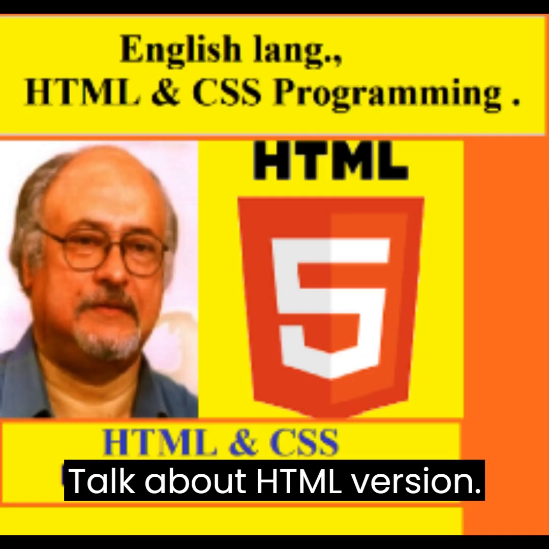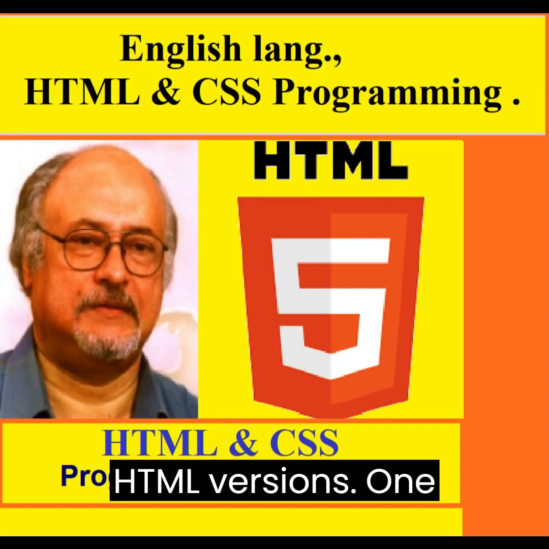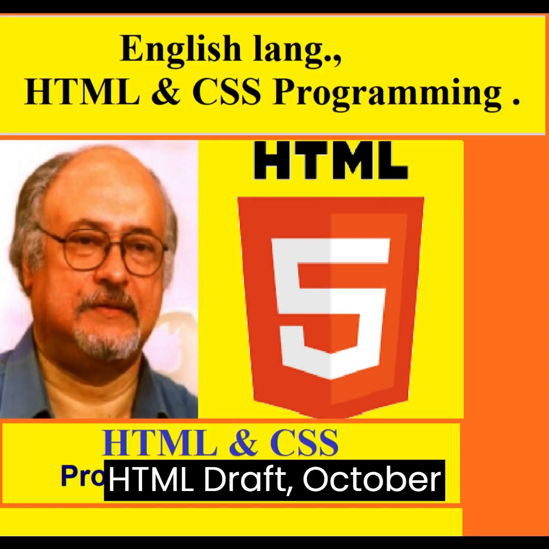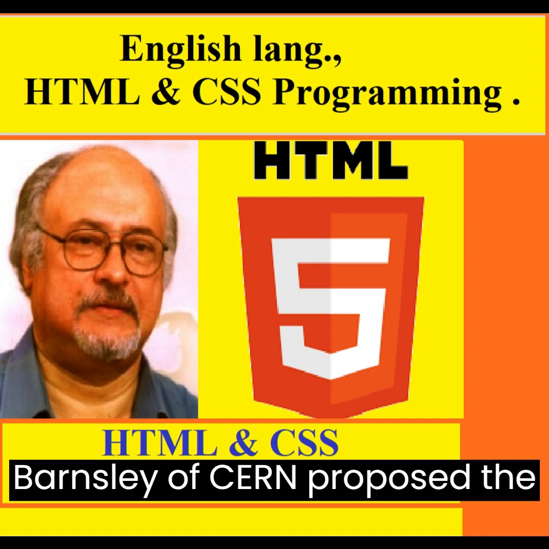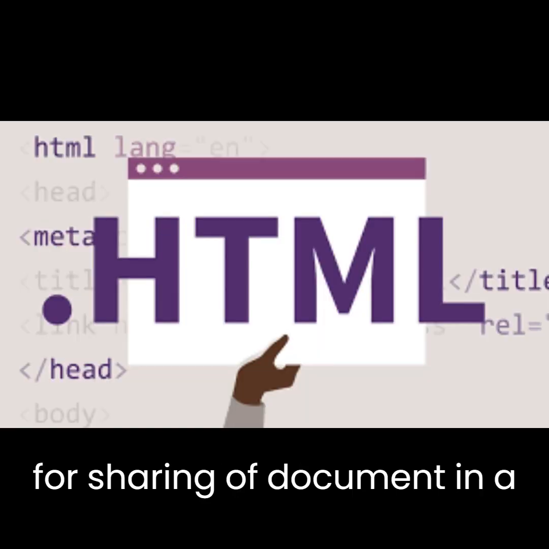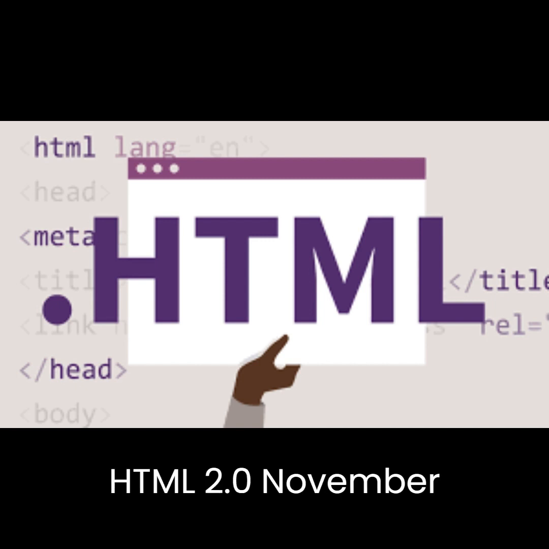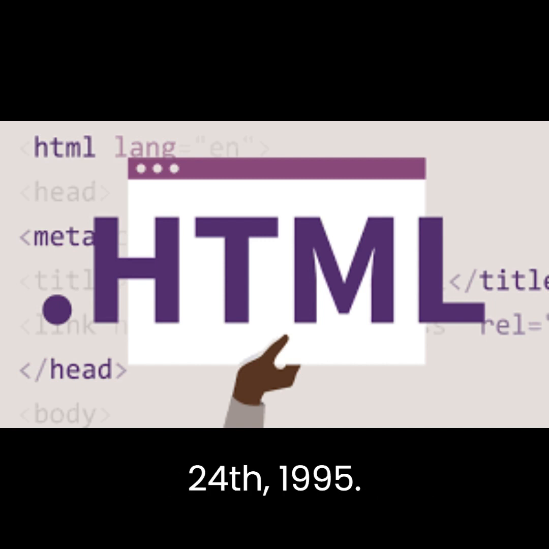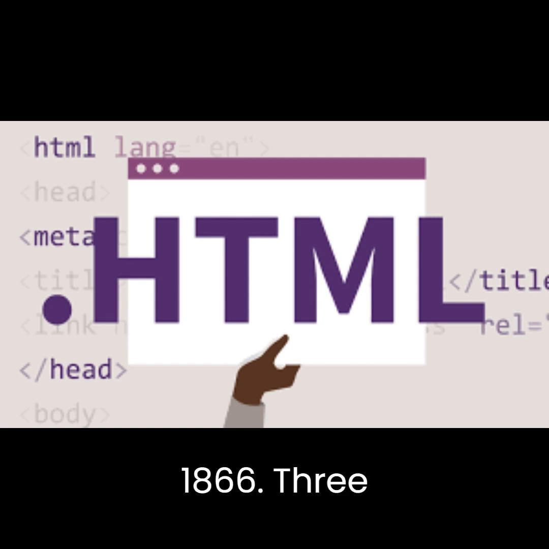Talk about HTML versions. 1. HTML Draft, October 1991. Tim Berners-Lee of CERN proposed the early HTML, with 18 tags, for sharing of documents in a hypertext system. 2. HTML 2.0, November 24, 1995. Published as IETF RFC 1866.